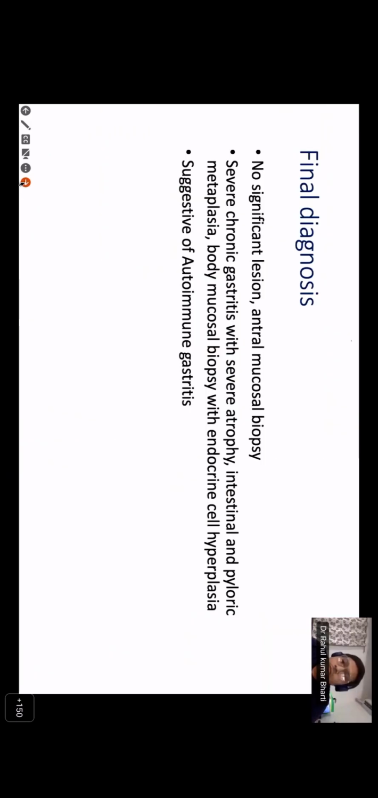So in this particular patient, there is a severe chronic gastritis with severe atrophy and all the metaplasias with endocrine cell hyperplasia. And this is the classic picture of autoimmune gastritis, with or without endocrine cell hyperplasia. Antral sparing, severe body gastritis. If there's endocrine cell hyperplasia, then it's most likely to be autoimmune gastritis.